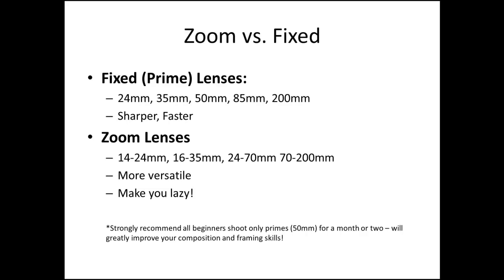The downside, of course, is that they make you lazy. That's sort of a photography quote, that zoom lenses make you lazy, and that means that basically to get closer, you just stand where you are and zoom, and it takes a little bit away from your creativity. We strongly recommend that all beginners shoot only on a prime, like a 50 millimeter or 35 millimeter, for a month or two when they're getting started. It will make you much better at composition and framing than a zoom lens will.